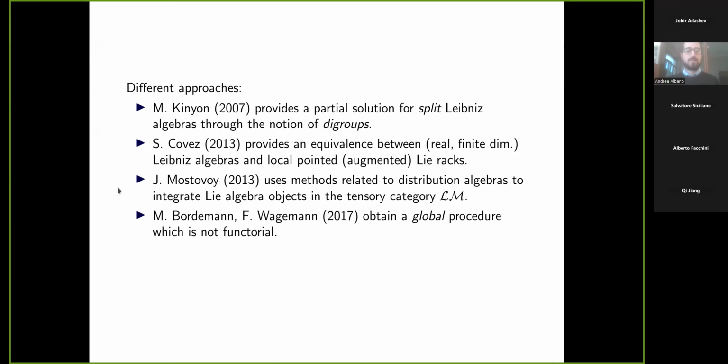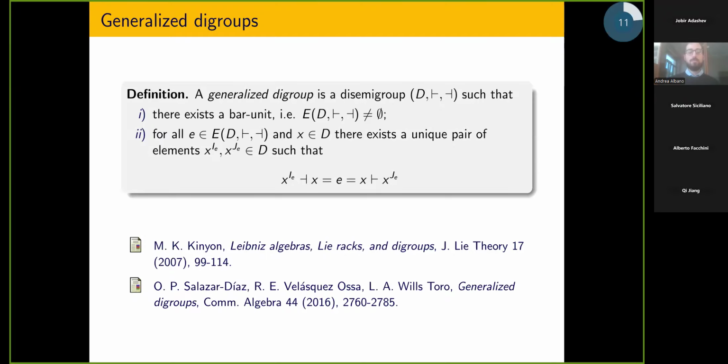Apart from these, there are also some results from Mostovoy and Bordemann and Wagemann, which are a bit different, but I will not delve deeper into these. So this talk will be based on the idea of Digroups that came from Kinyon and other mathematicians back then. So let me define what I'm talking about.